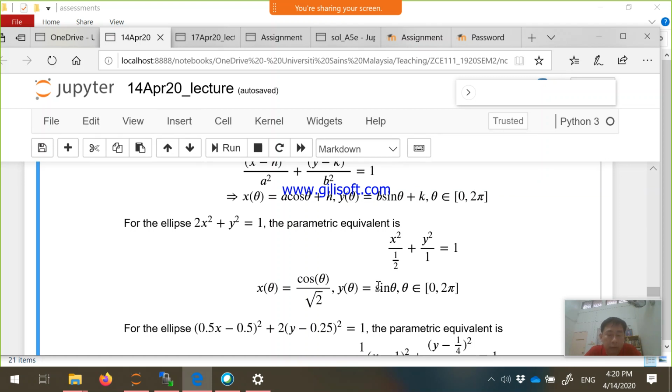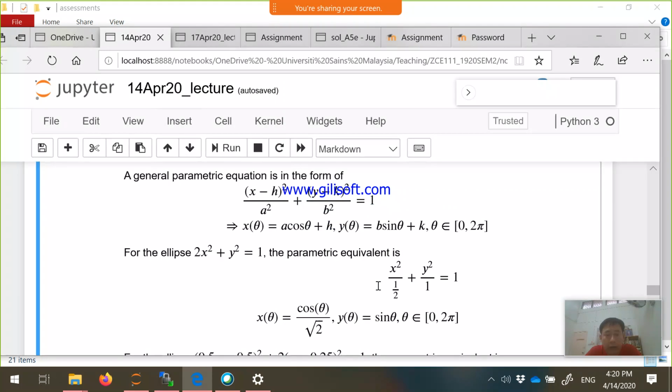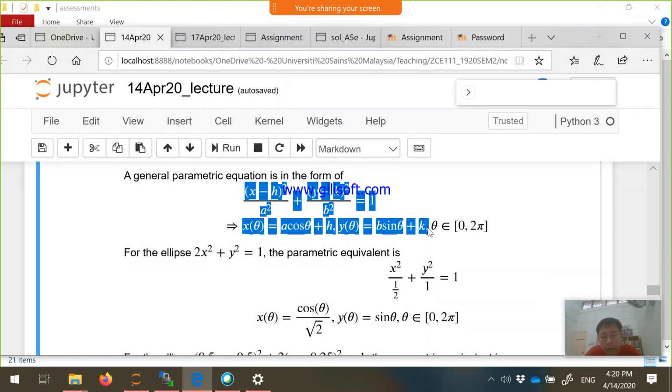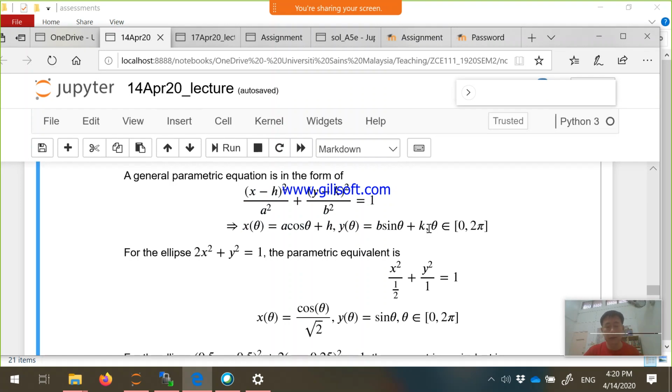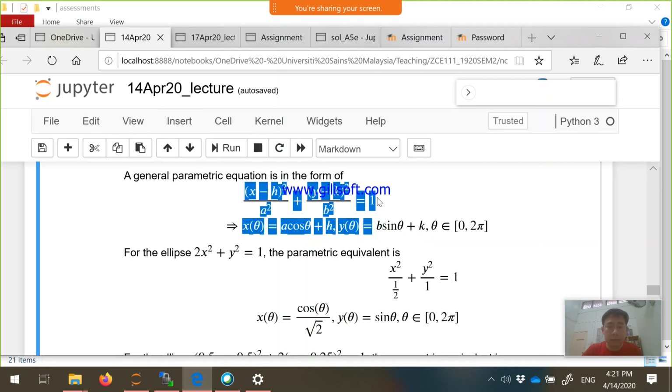And then the corresponding h and k is 0, 0. Now once you understand that, then the parametric equations for the ellipse are expressed and parameterized in terms of this formula: x equals a cos theta plus h, y equals b sin theta plus k. So you just cast this ellipse into a set of two parametric equations.